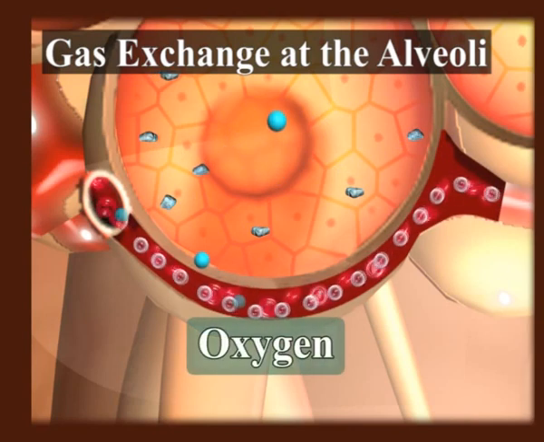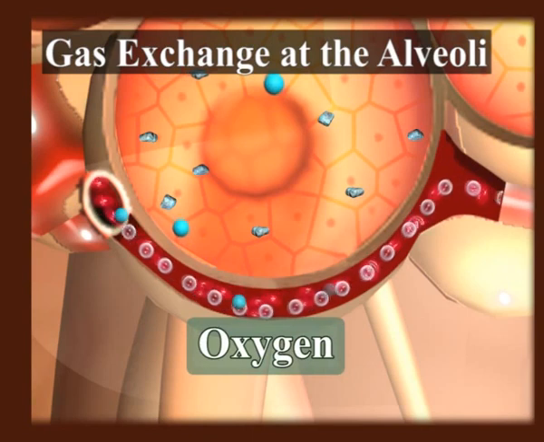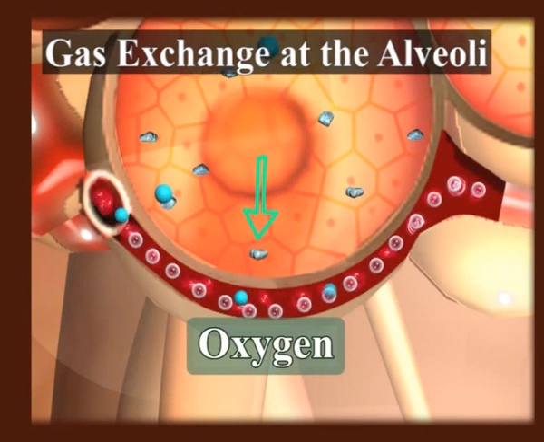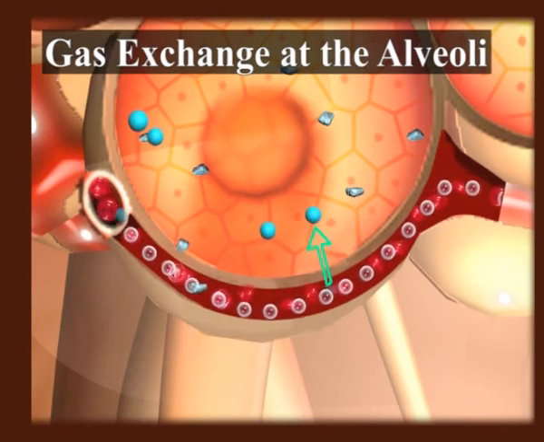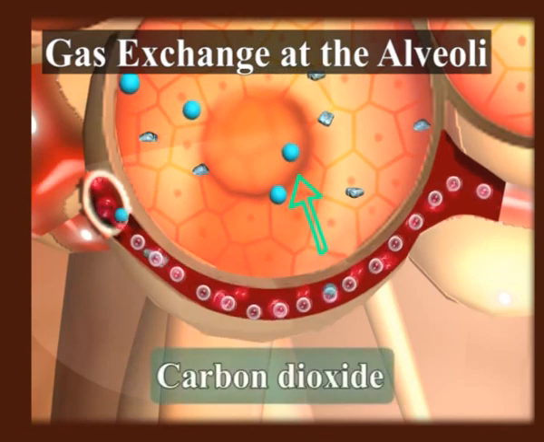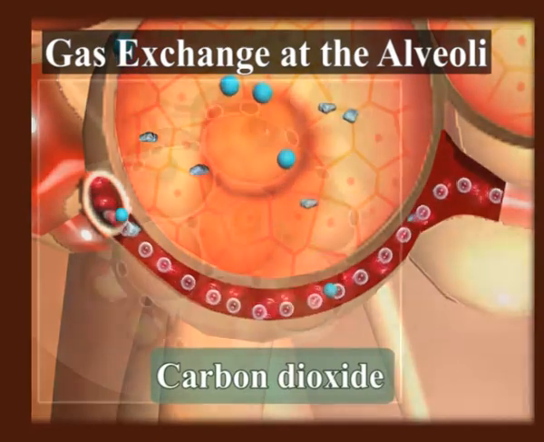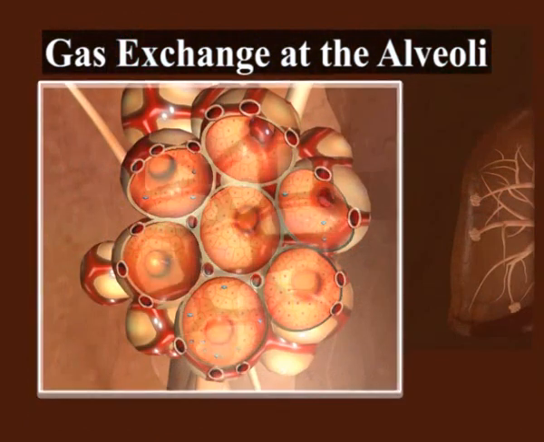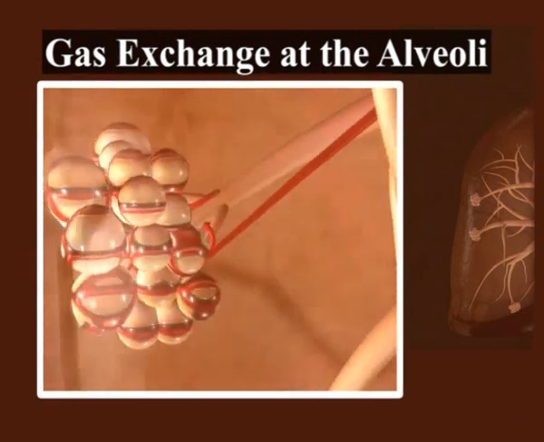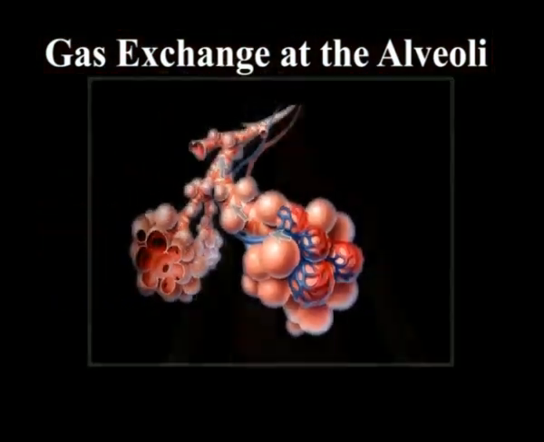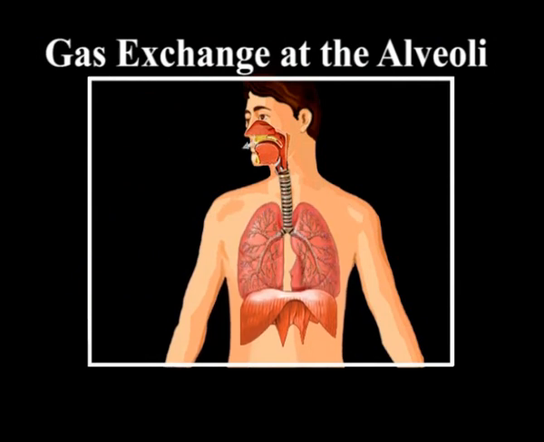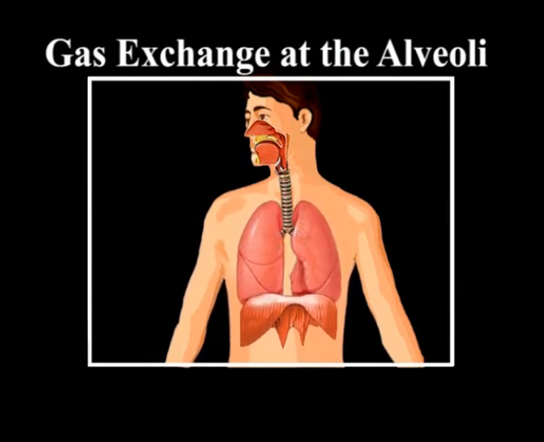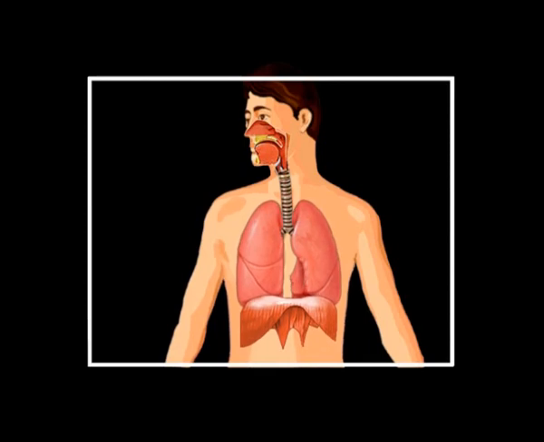Oxygen diffuses from the air in the alveoli into these capillaries, where it then enters the blood system. As oxygen enters, carbon dioxide diffuses out of the blood system and into the air in the alveoli. Oxygen is then transported throughout the body by the blood, while the carbon dioxide waste is exhaled back to the external environment through the same route that the oxygen entered.